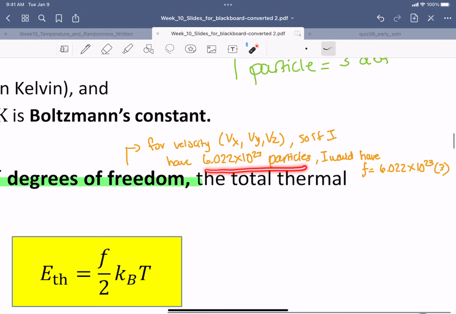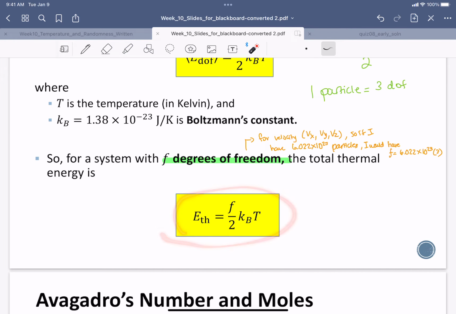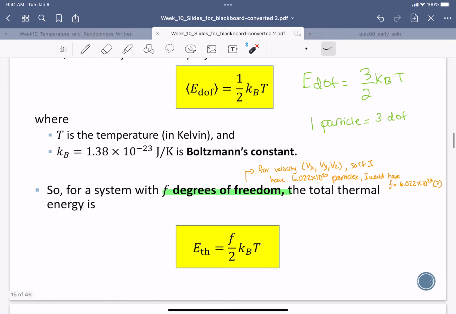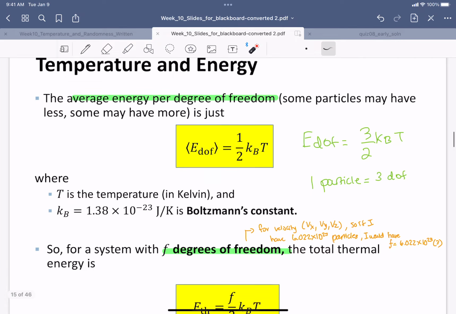So if I have Avogadro's number of molecules, 6.022 times 10 to the 23 molecules or particles, I would have a total of Avogadro's number times 3 degrees of freedom. That would give me my total thermal energy, which is this equation right here. So this F is not the degrees of freedom in one particle, which is 3. It would be the total degrees of freedom. So the total thermal energy would be 3 times the number of molecules. But my average energy would be 3/2 kBT, because it's just for one particle.